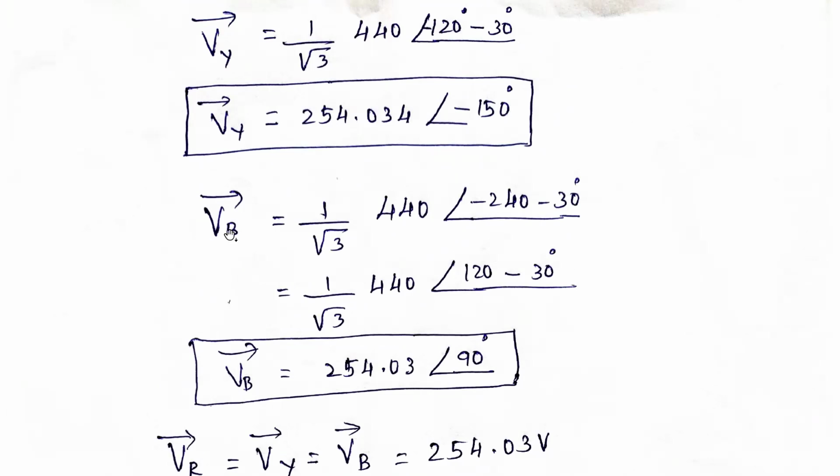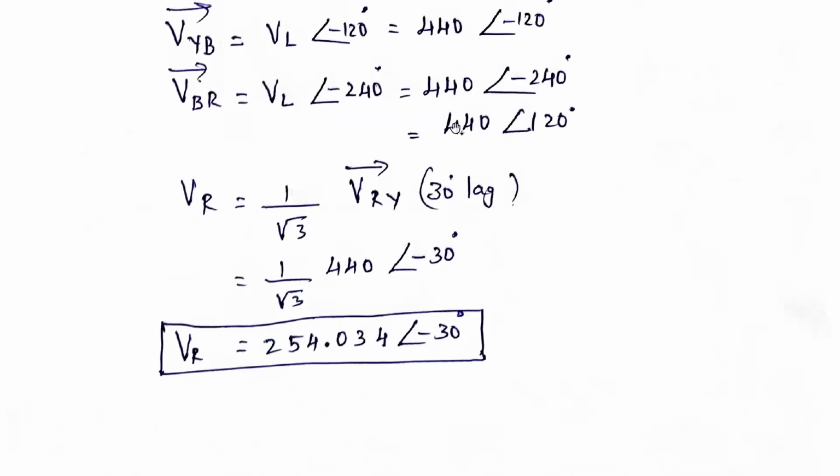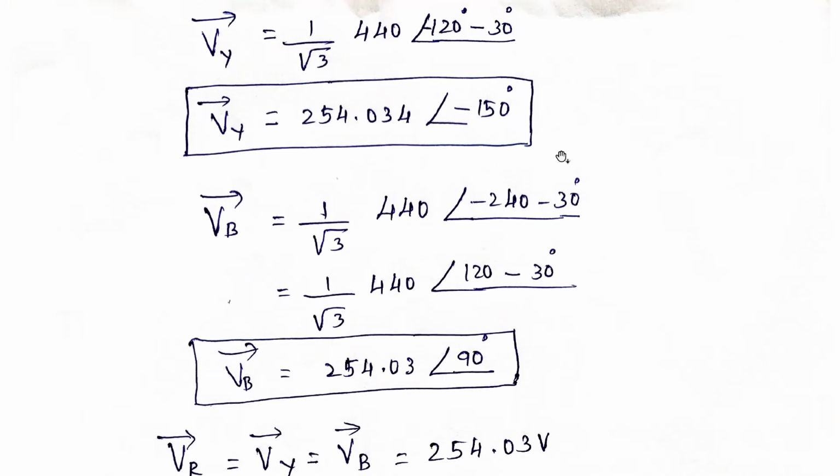Next, VB. The phase voltage of the B phase is the line voltage divided by root 3. Here you see minus 240 or 120, so you can take minus 240 or 120.